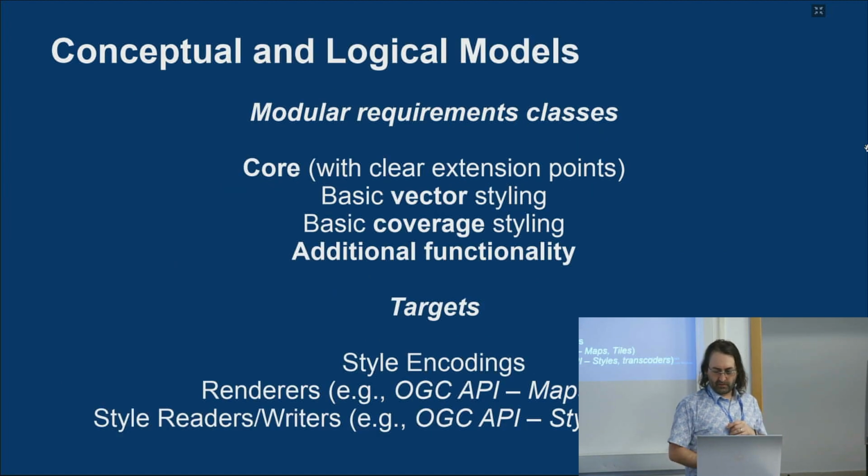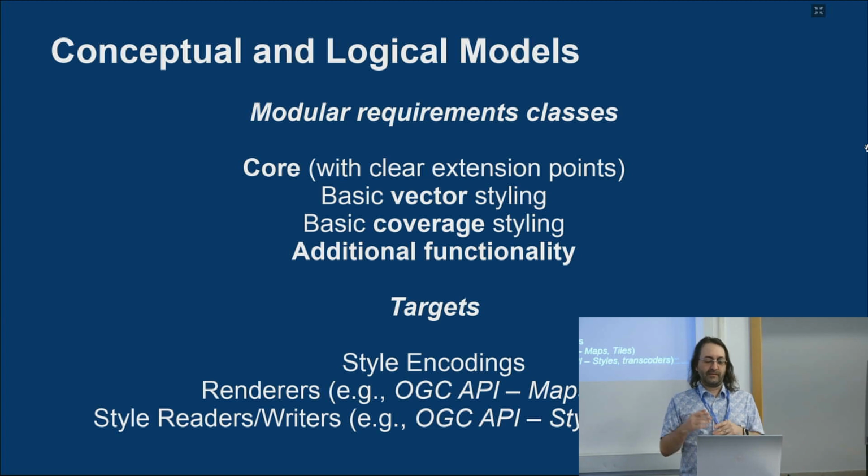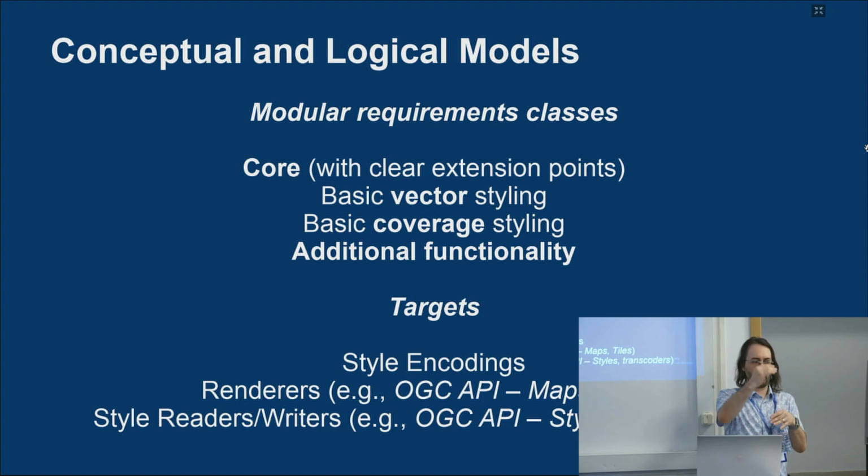So I think I already talked about all of this. Maybe just focus on the target. So the target of the standard is two things. It's either the encodings that can conform to the standard, or it's the renderers, or also the style readers and writers. So the idea is if an encoding fully conforms to some conceptual requirements classes, it means that you will have lossless translation between any encoding that conforms to those requirements classes. So the goal really is for real interoperability, one conceptual model, many encodings.